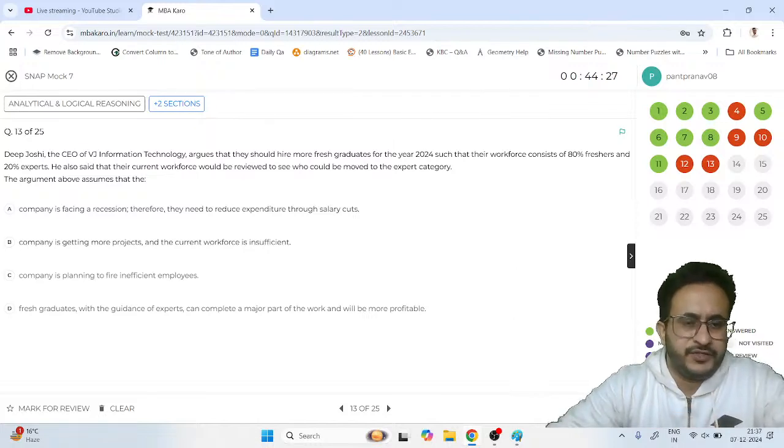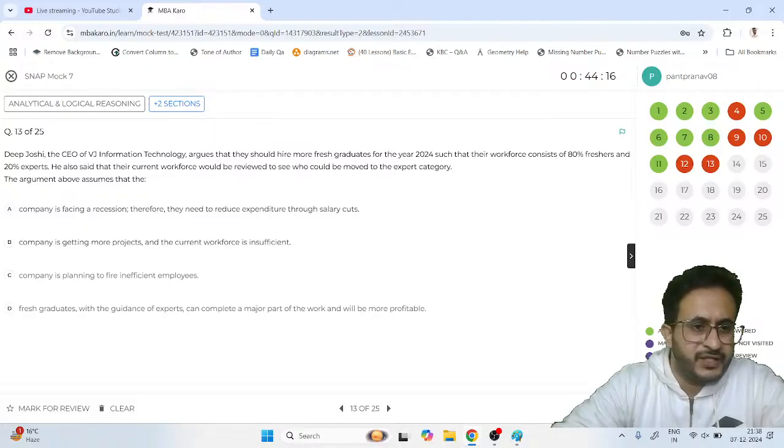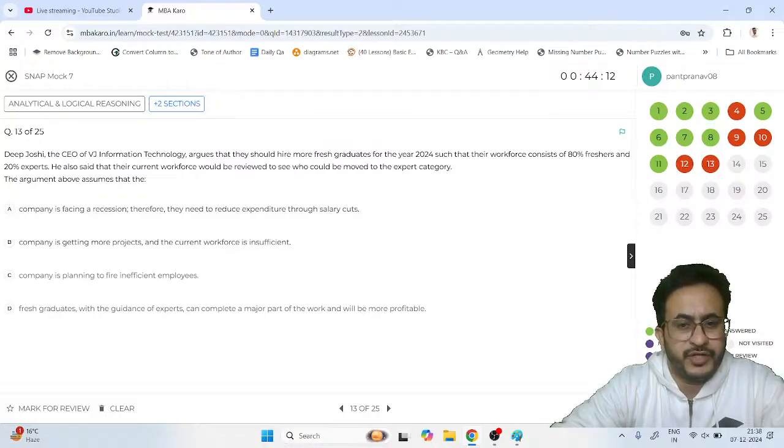Deep Joshi, the CEO of VJ Information Technology, argues that they should hire more fresh graduates for the year 2024, such that their workforce consists of 80% freshers and 20% experts. He also said their current workforce would be reviewed to see who would be moved to the expert category. So he wants to hire more freshers.